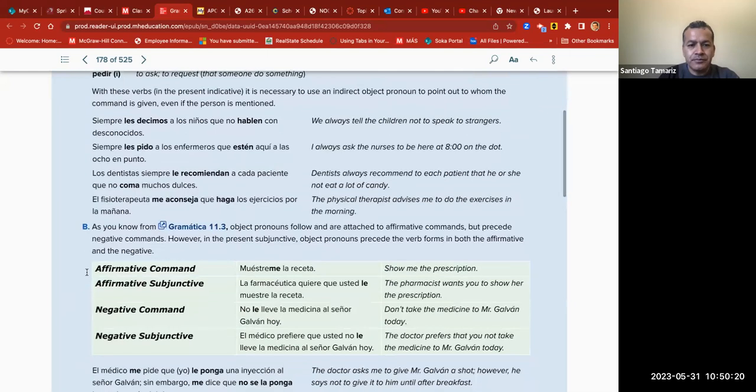Letter B. As you know from grammar 11.3, object pronouns follow and are attached to affirmative commands, and this is what I mentioned. If you remember from formal commands, you will remember how to use it when we use the word subjunctive. But they precede the negative commands. Here, let's read one more time. As you know from Gramática 11.3, object pronouns follow and are attached to affirmative commands, but precede negative commands. However, in the present subjunctive, object pronouns precede the verb forms in both the affirmative and negative.